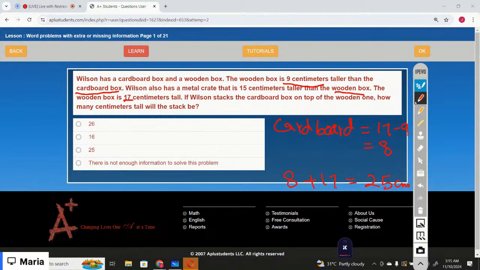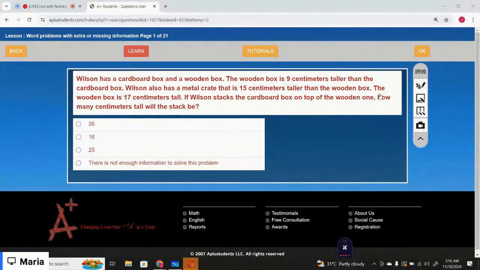That means the stack is 25 centimeters. Because you are not given the cardboard box height, first you need to calculate it. You are given that the wooden box is 9 centimeters taller than the cardboard box, and the wooden box is 17 centimeters. You can calculate the height of the cardboard box by subtracting 9 from the wooden box. When you add them, the total is 25. The correct option is 25. Option number 2 is the correct option.